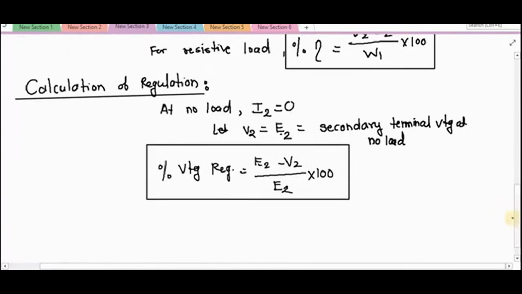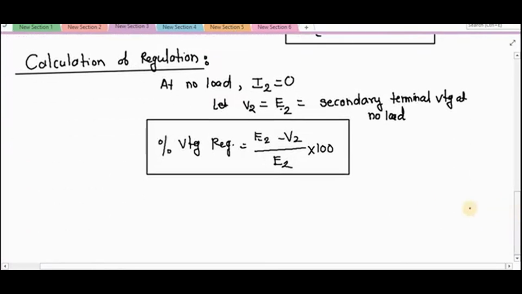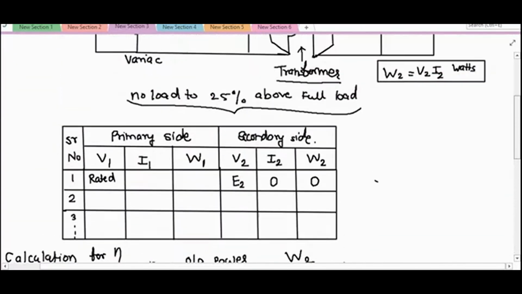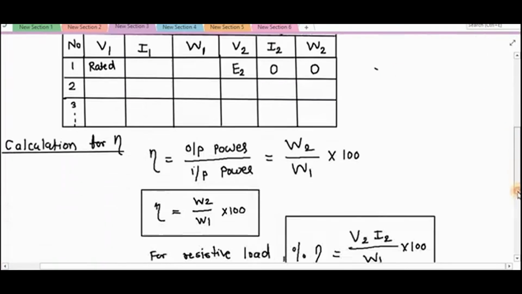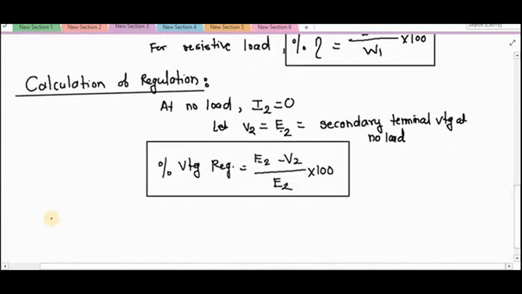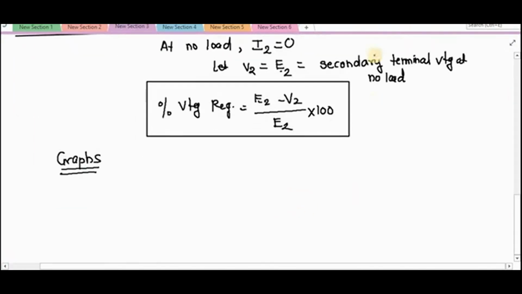So in this way, we calculate the efficiency and regulation for all the readings that we have taken from no load to 25% above the full load. Then we have to plot the graphs. We have to plot the graphs. Which graphs do we have to plot? We have to plot two graphs here.